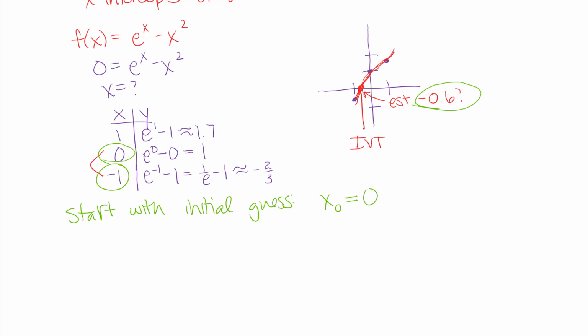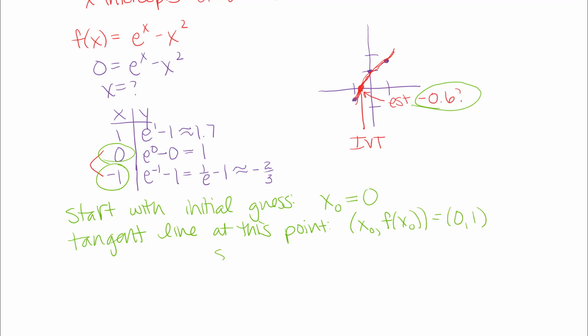All right, and then the idea is that we're going to create a tangent line at that x naught value. Right, so the x naught point is 0, and the y naught point would be f of x naught. So in this case, we would have the point (0, 1), and then we need a slope, and that'll be given by the derivative.